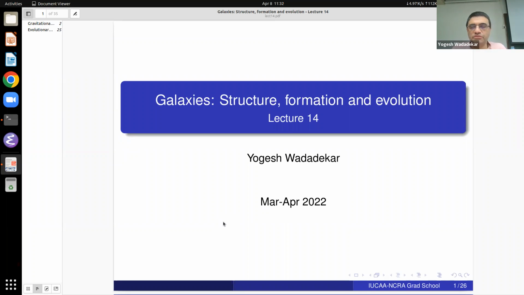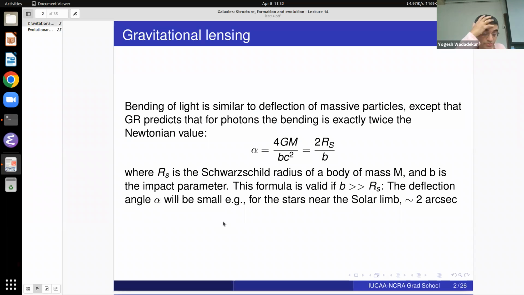So welcome to lecture 14 of the course. Today we will change gears. We've been looking at dark matter in the last lecture. Today we will switch to a little bit of how we can measure the distribution of dark matter within the universe. And a powerful technique for doing that is gravitational lensing.